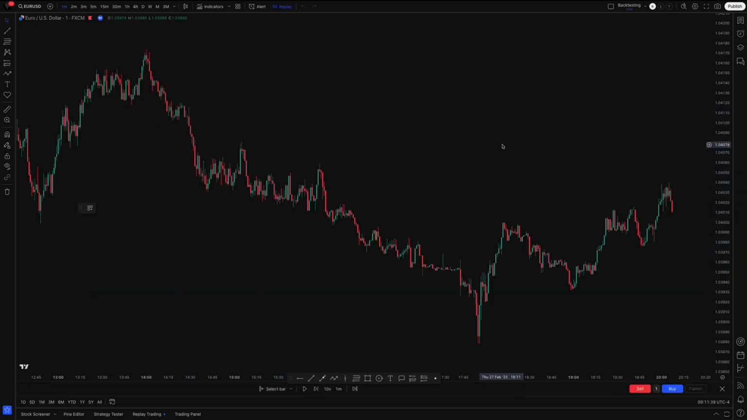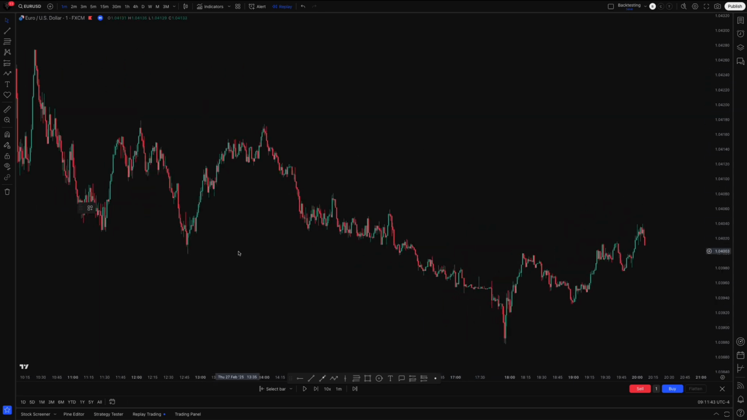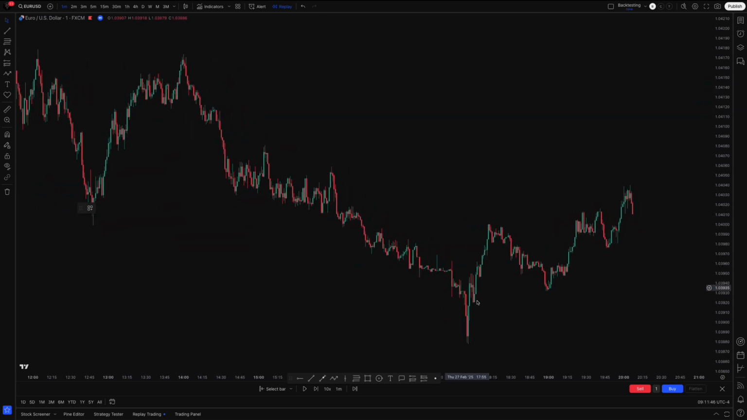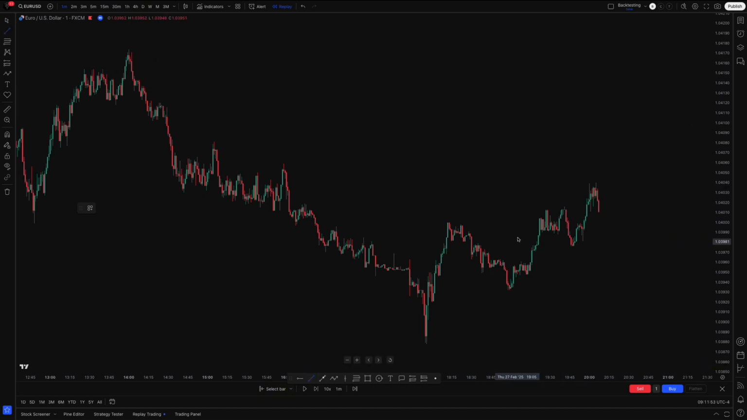All right, I'm on the 1 minute time frame of the euro dollar pair. And as you can see, the trend has been bearish. And right here, we're experiencing a pullback or a correction. And the price is creating a bearish flag right here.